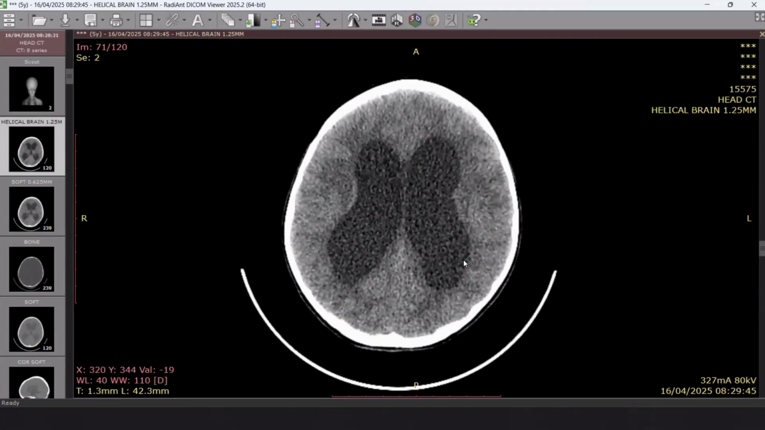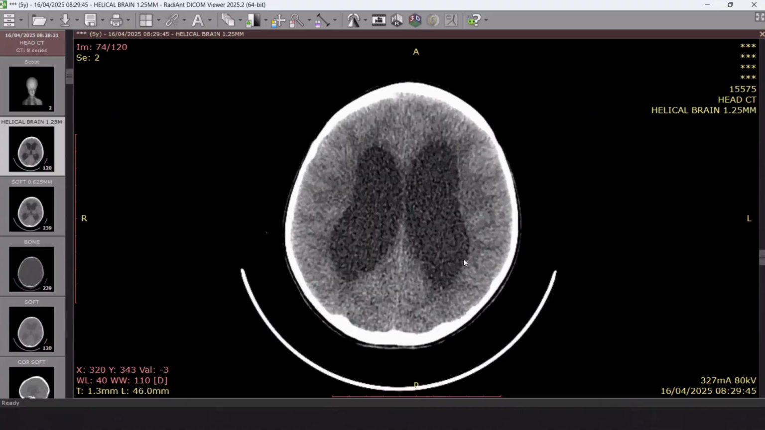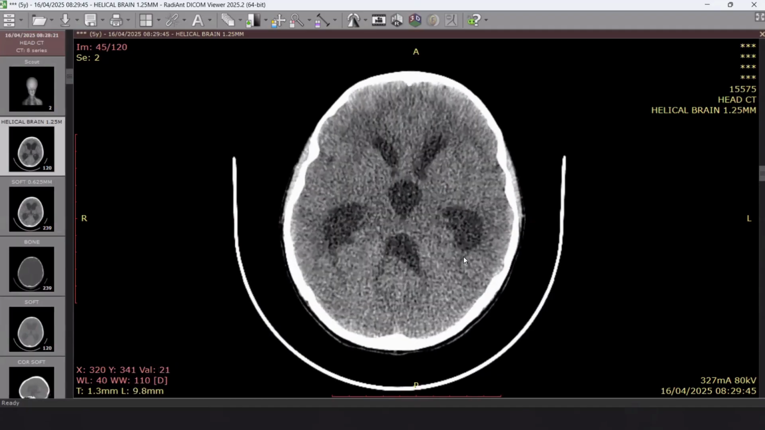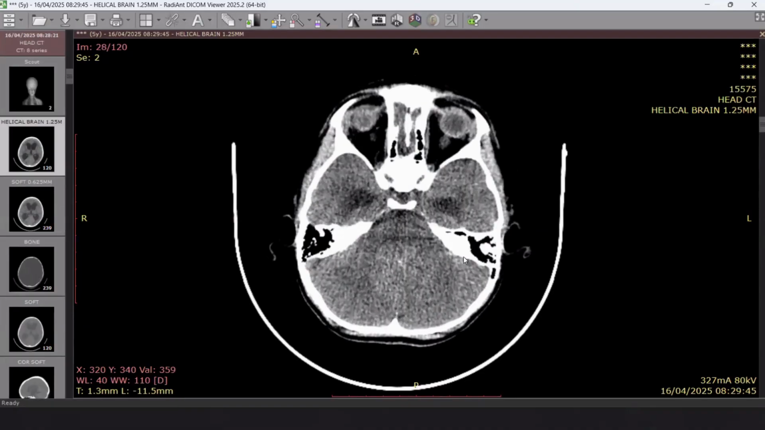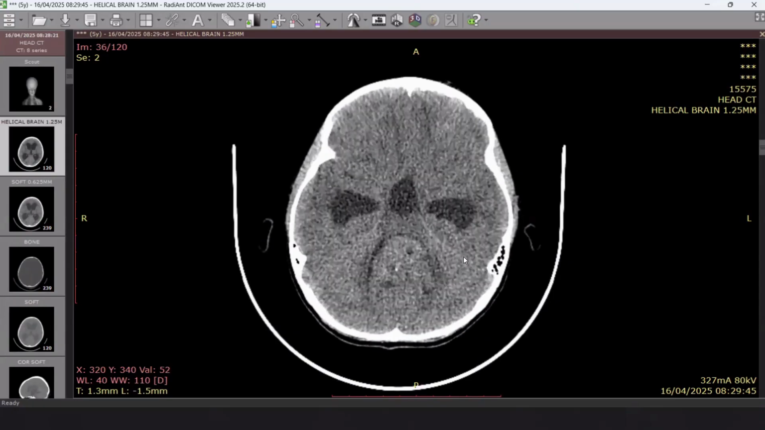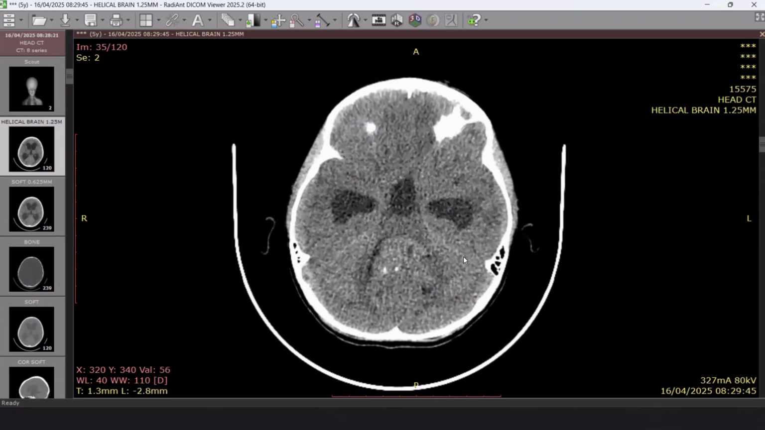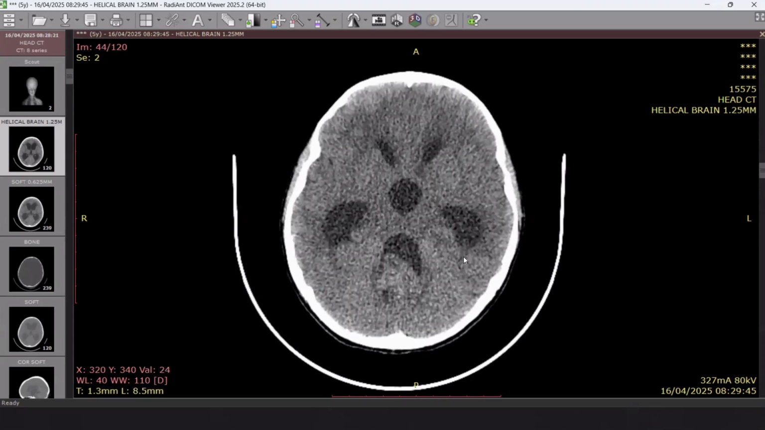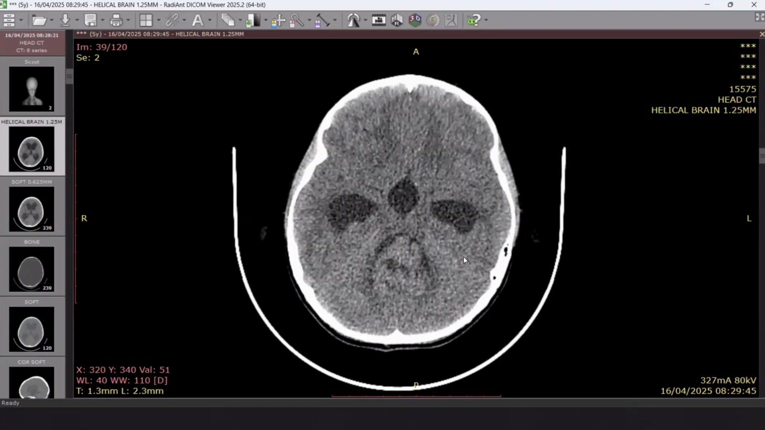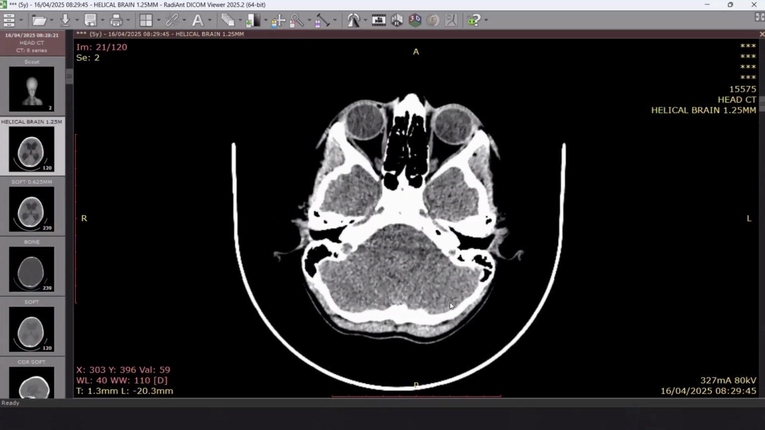This is an axial CT brain, non-contrast study, showing moderate hydrocephalic changes. Ventriculomegaly of both lateral ventricles and the third ventricle, as well as the fourth ventricle. I also see a space occupying lesion within the fourth ventricle of heterogeneous density, mixed hypo and iso as well as hyperdensity, causing expansion of the fourth ventricle.